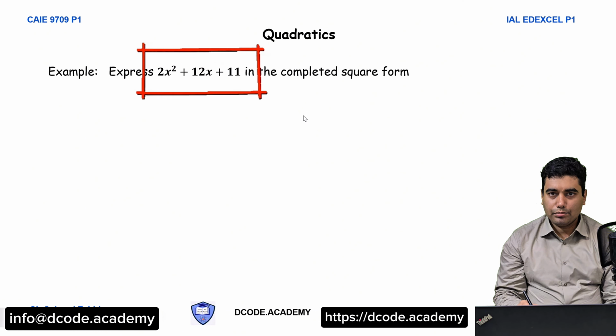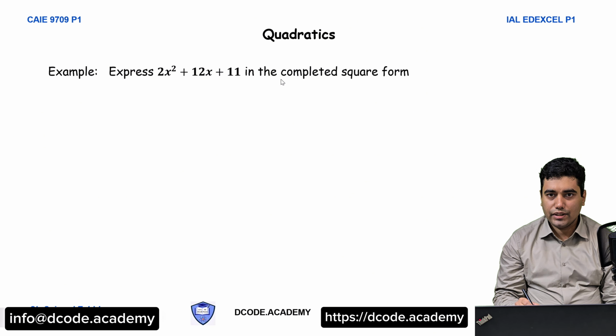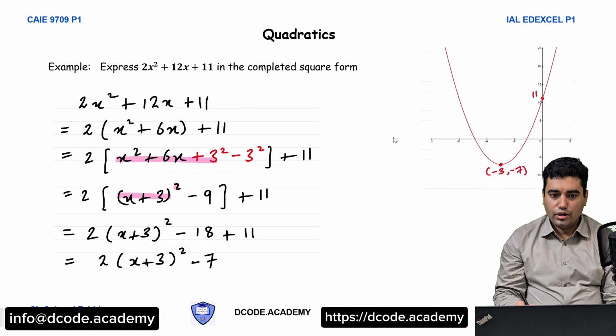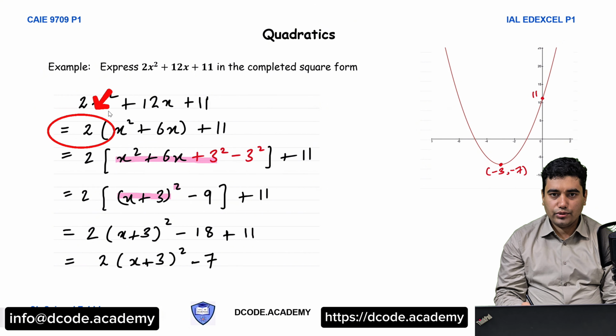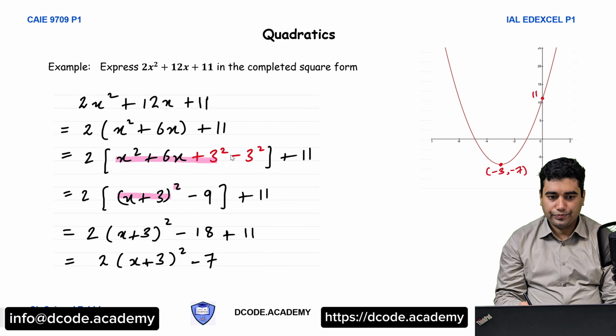So let's see an example. Let's express 2x squared plus 12x plus 11 into the completed square form. First step is always to make the coefficient of x squared 1. So we will take 2 common from the first two terms, x squared plus 6x. We don't need to touch the last number 11. We'll keep it the same.